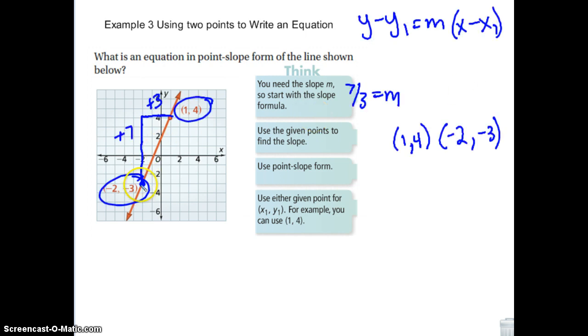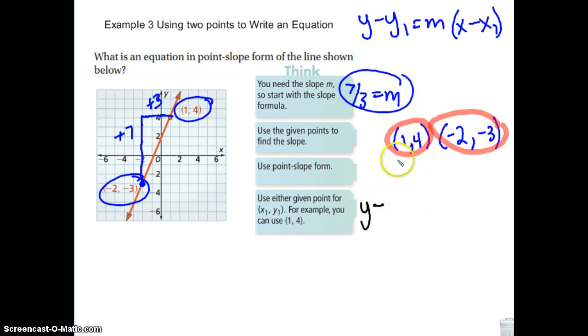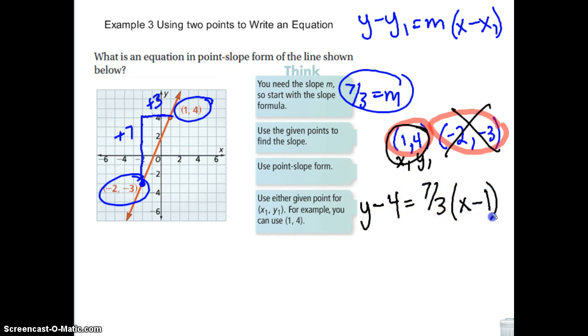Okay, so as you can see, I found the slope by just going rise over run, so I went up 7 over 3. So I got my slope, 7 over 3. Now I have to use the point slope form using either, keyword is either, (1, 4) or (negative 2, negative 3). Now I already told you guys I don't like negatives, so what I'm going to do is I'm just going to write y minus, so here's my x1 and my y1 because I want to use this one. I don't want to use this one. So it's going to be y minus 4 equals 7 over 3 (x minus 1).